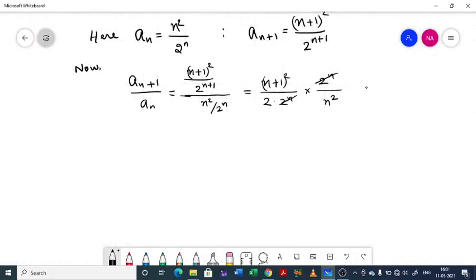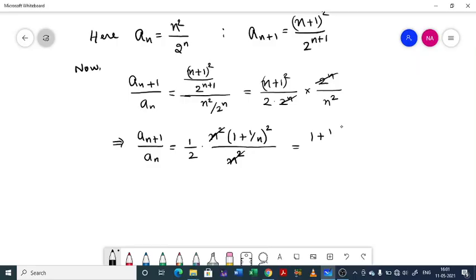Now that numerator and denominator terms can be written as, that implies a_{n+1} divided by a_n is equal to, see, 1 by 2 we can take outside. This (n+1)^2 we can write as n^2 times (1 + 1/n)^2, divided by n^2. So n^2 gets cancelled. So we got (1 + 1/n)^2 divided by 2. Now limit of a_{n+1} divided by a_n as n tends to infinity is equal to 1 by 2.